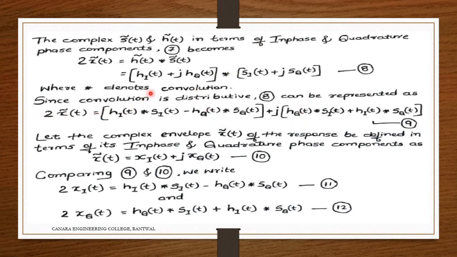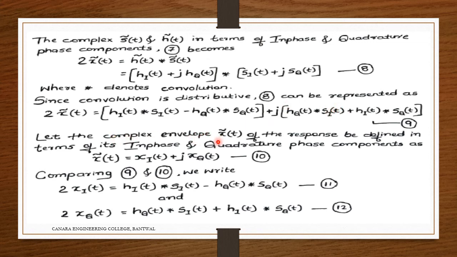The real part, after multiplying by x cap of t, is h I of t into s I of t, then h I of t into j s q of t. So I have taken j outside. Next, j h q of t into s I of t, and j h q of t into j s q of t. So j into j is the square root of minus 1 the whole square, so minus h q of t into s q of t. So that has come here. Even if we multiply normally and then simplify, I have done it directly here. Now we consider this as equation 9.